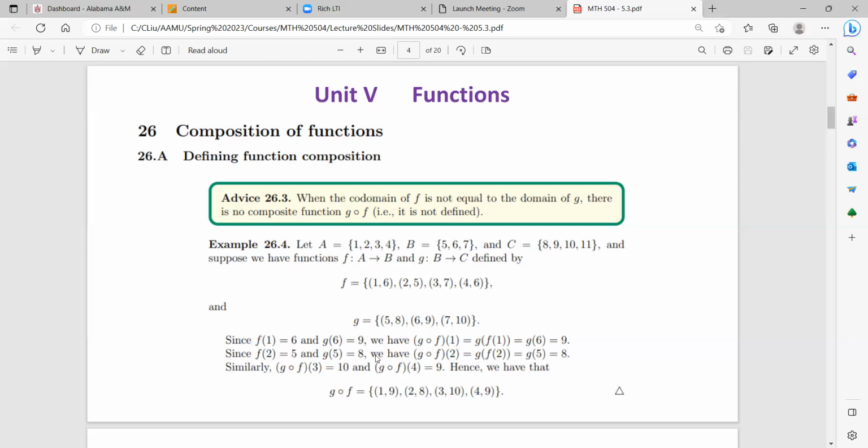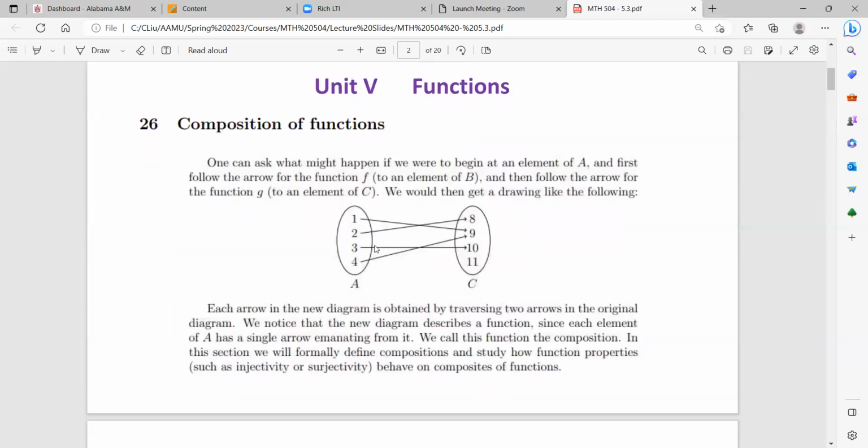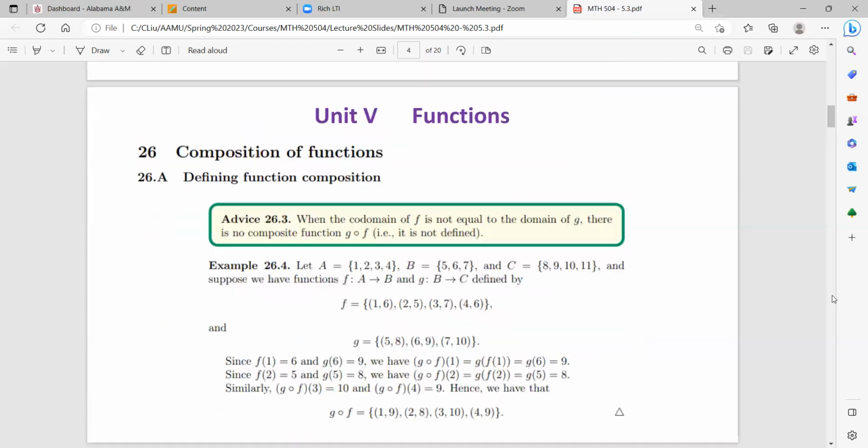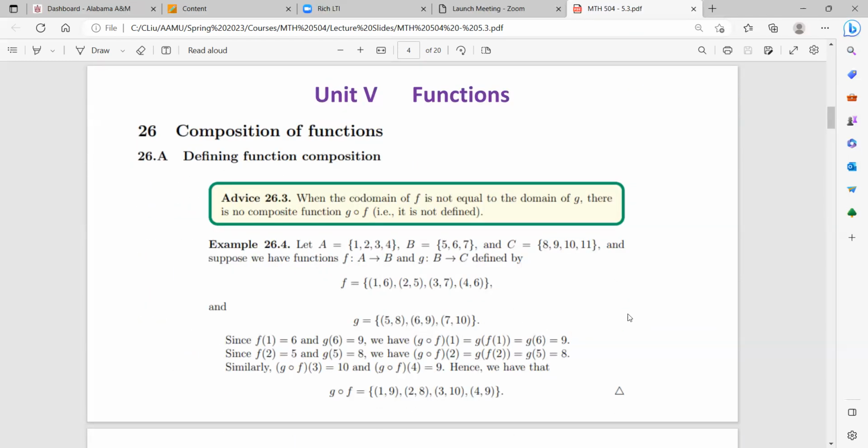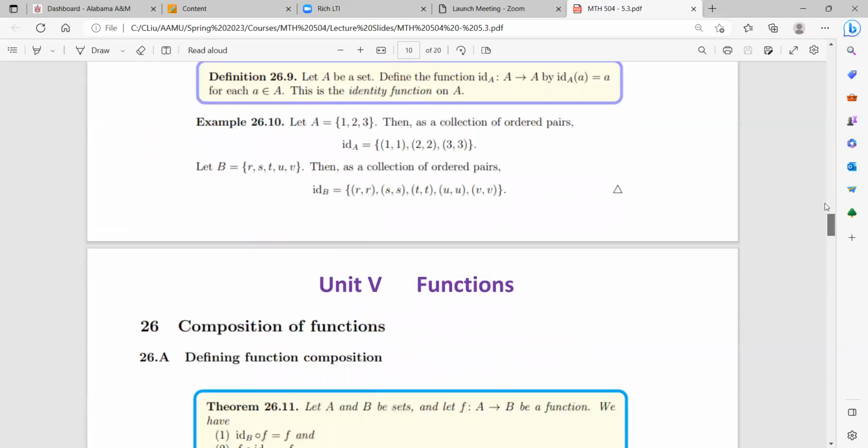So then you have all the ordered pairs: (1,9), (2,8), (3,10), (4,9). So we got the same result as we did by drawing the diagram, right? 1 maps to 9, 2 maps to 8, 3 maps to 10, 4 maps to 9. We get the same result, which it should be. So pretty straightforward.